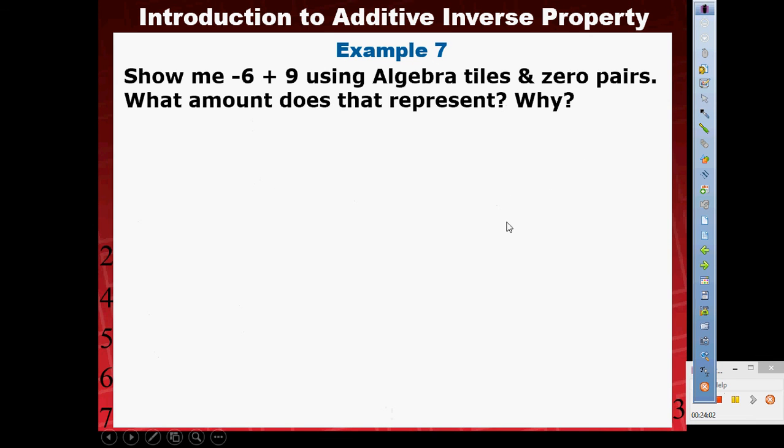copy this one. This is going to be one of the last ones. Example number 7 says, show me negative 6 plus 9 using algebra tiles and 0 pairs. But for this one, answer the questions. What does it represent and why? Think about that why. How would you explain it? Copy that. See if you can do that by yourself. Go.